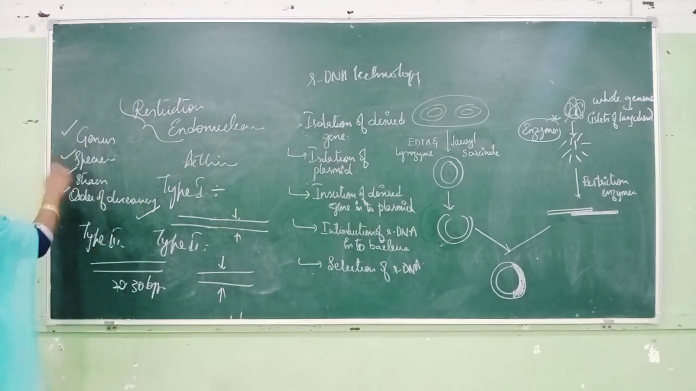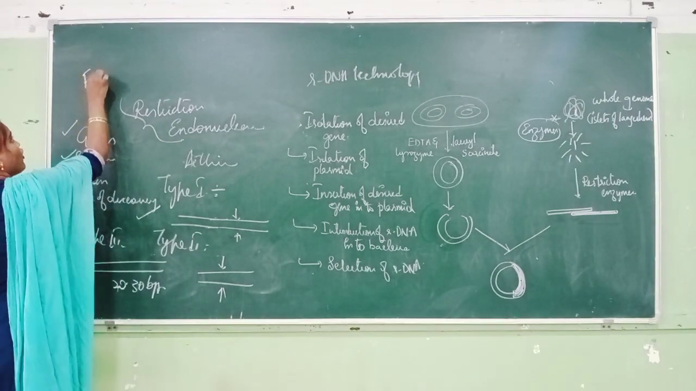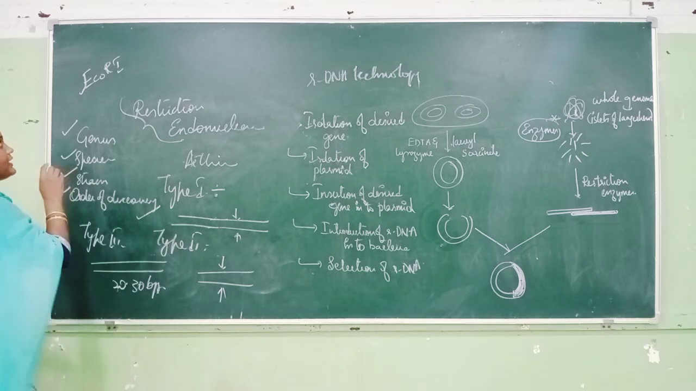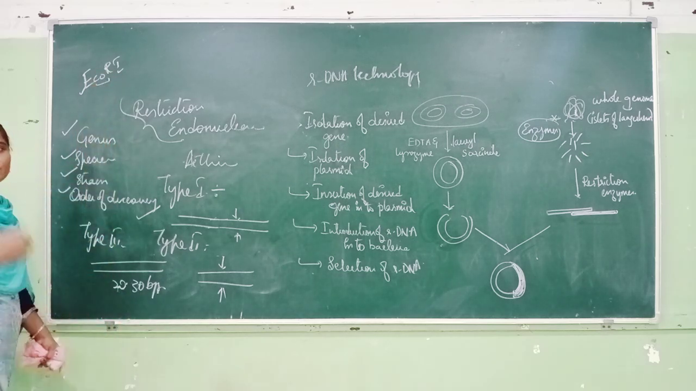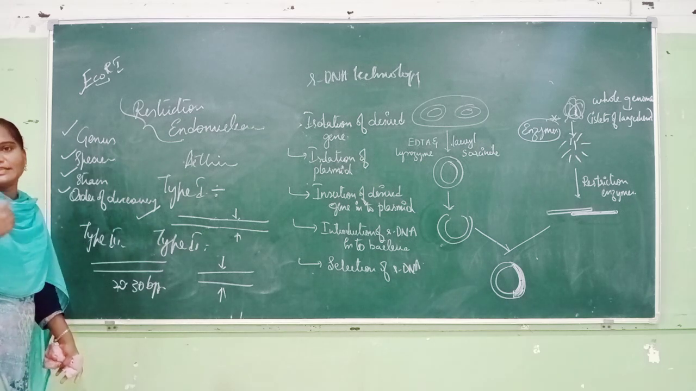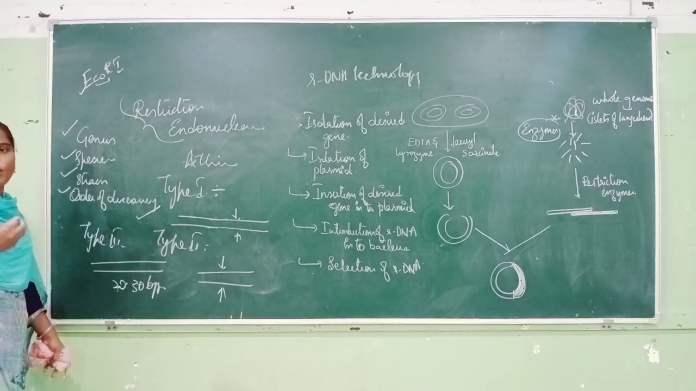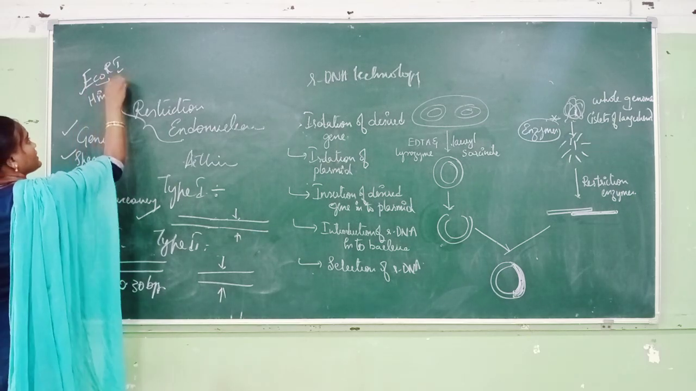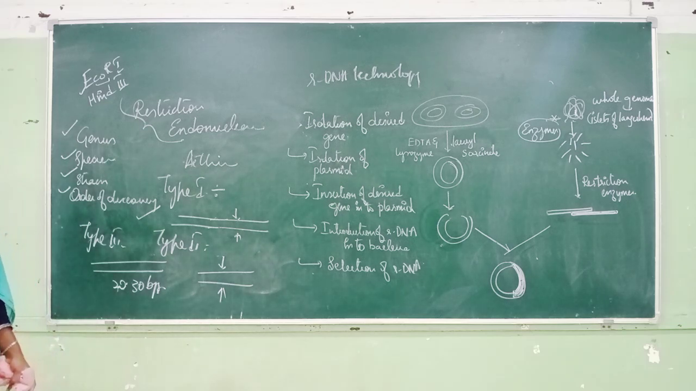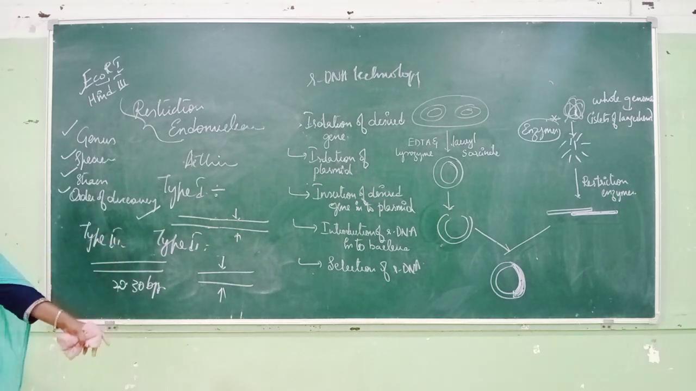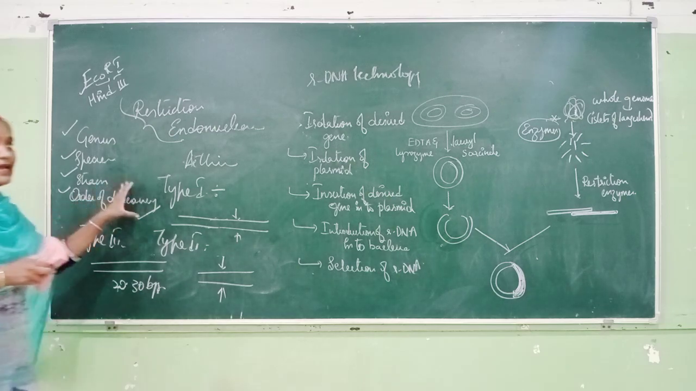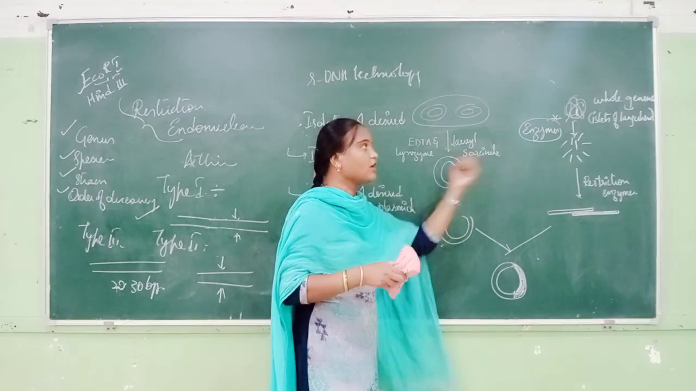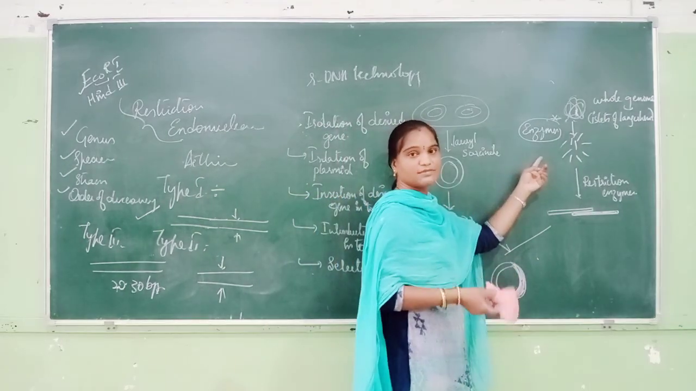Initially according to the genus, for example, EcoR1. E is for Escherichia, coli is the species, and it is written in italics. R is your strain and 1 is your order of discovery. So E. coli, strain R, order 1, and HindIII from Haemophilus influenzae, order 3. These are the type 2 restriction endonucleases. These are the enzymes used for isolation of the desired gene from your whole genome. These are the enzymes that are generally used.